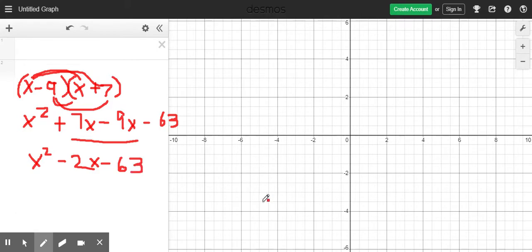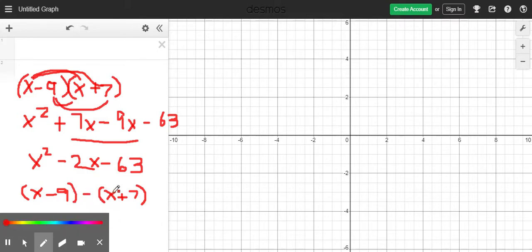Okay. Now, I'd like to compare this to if we had x minus 9 minus x plus 7 instead of times the x plus 7. If there's a minus or a plus in between your parentheses, then you're just going to be distributing this understood 1 throughout. So we'll just recopy x minus 9.